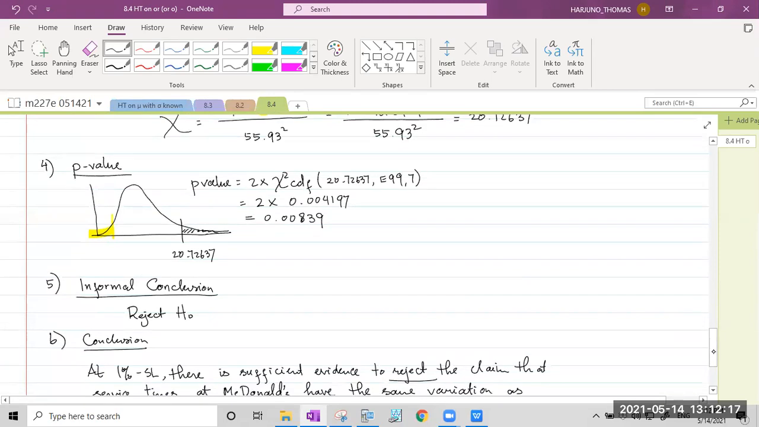Okay, how about the critical values? It's two-tailed. Alpha is 1%, so each tail is 0.005.